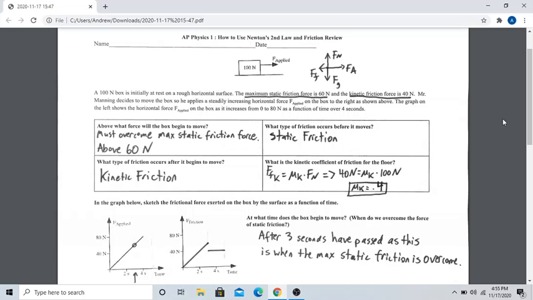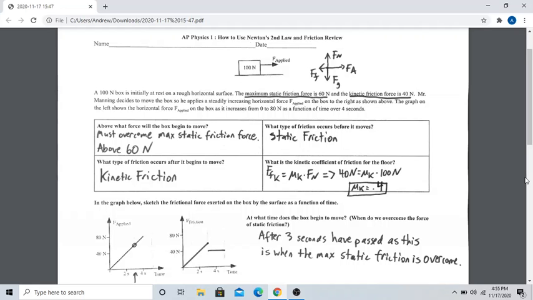Now, I'm going to be applying a force over some amount of time, so I'm going to start pulling with more and more and more force. But initially, it's not going to move. All right? Now, what I want you to do is read the questions here, and I want you to answer these three questions giving us some things about friction.